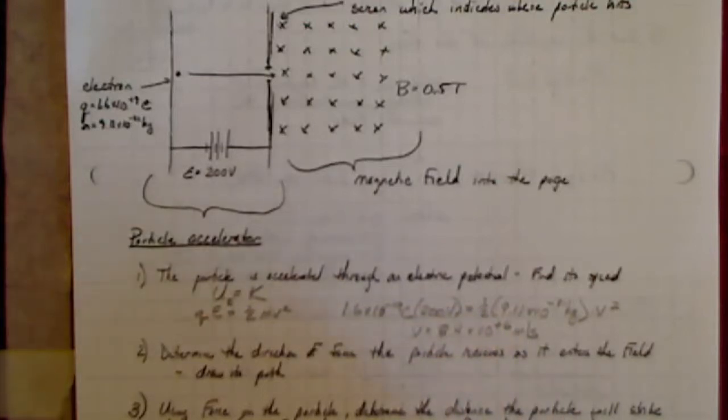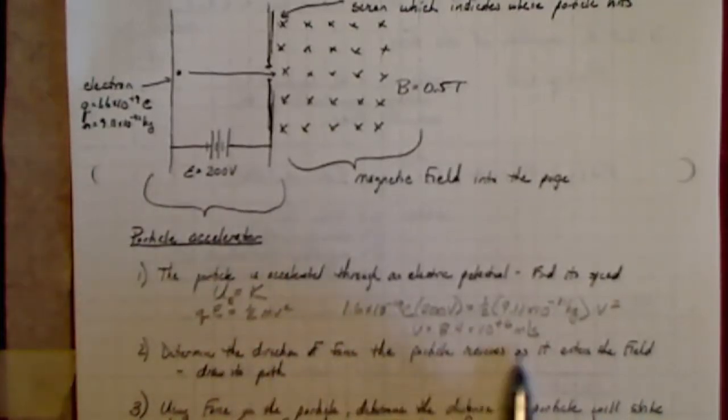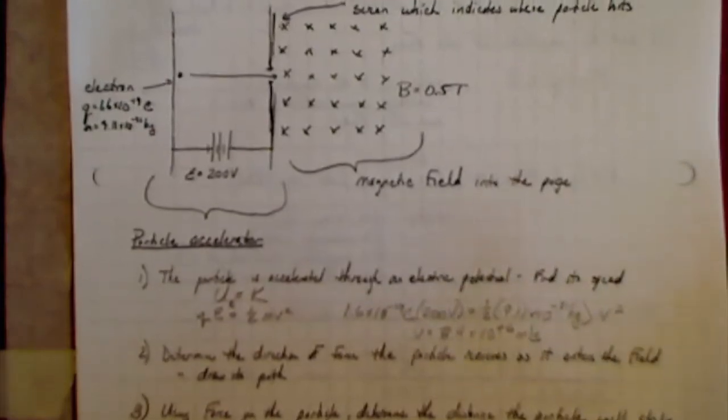Of course, as always, if you get a number bigger than the speed of light, you probably have screwed up somewhere. Most likely you didn't take the square root, so keep that in mind. Now, the next thing we want to do is take a look, and we want to determine the direction of the force the particle receives as it enters the field.